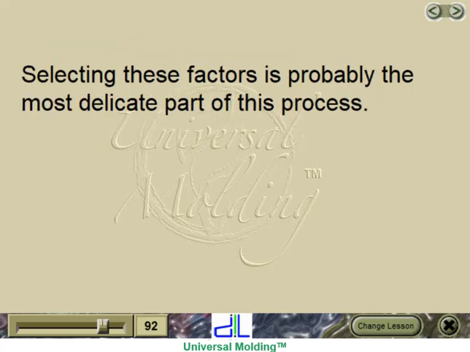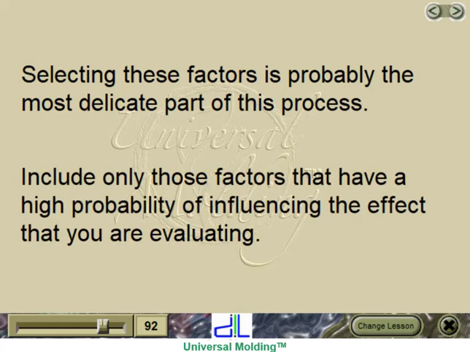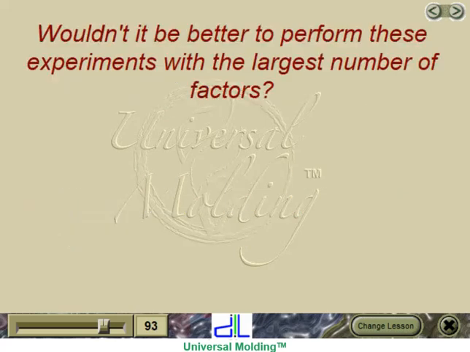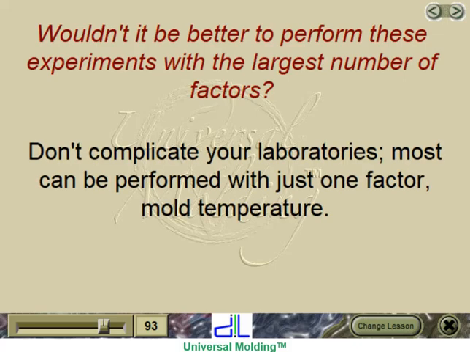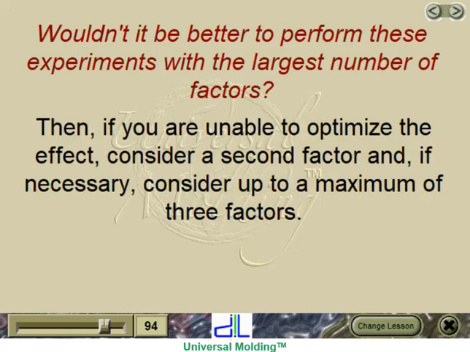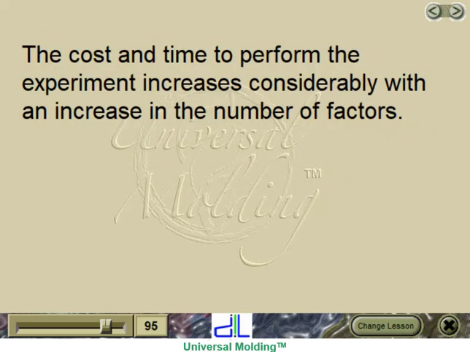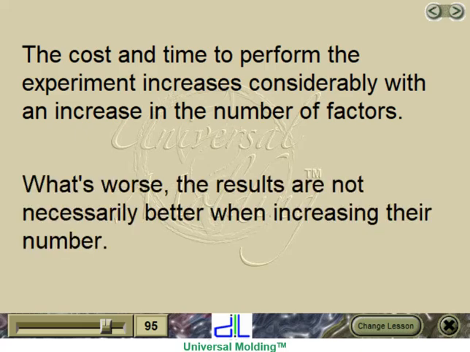Selecting these factors is probably the most delicate part of this process. Include only those factors that have a high probability of influencing the effect that you are evaluating. Wouldn't it be better to perform these experiments with the largest number of factors? Don't complicate your laboratories. Most can be performed with just one factor, mold temperature. Then, if you are unable to optimize the effect, consider a second factor, and if necessary, consider up to a maximum of 3 factors. The cost and time to perform the experiment increases considerably with an increase in the number of factors. What's worse, the results are not necessarily better when increasing their number.